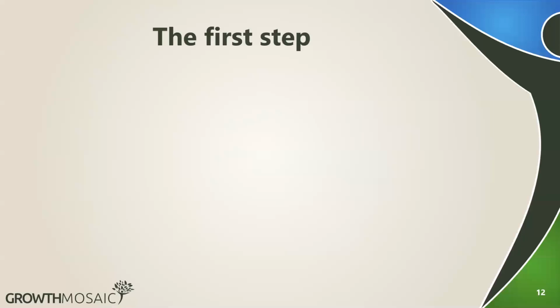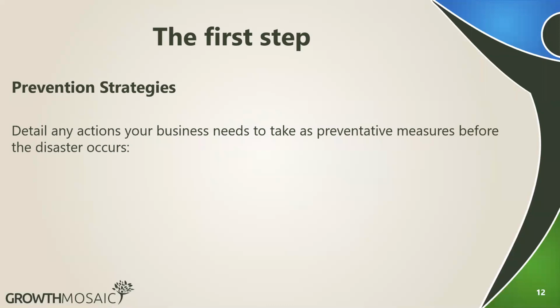So in business continuity planning, we have basically two strategies. The first is prevention strategies. So in here, we detail any actions that a business needs to take as a preventative measure before the disaster occurs. And we've seen some in the chat box. So some are saying they plan on changing suppliers. They have alternate suppliers they can rely on. Some are also saying their employees, they'll basically change how they pay them. So instead of paying a fixed salary, it will now be commission based. So that's the first point here.